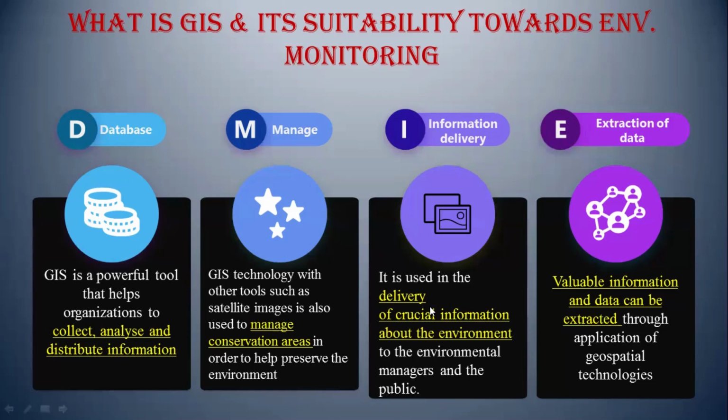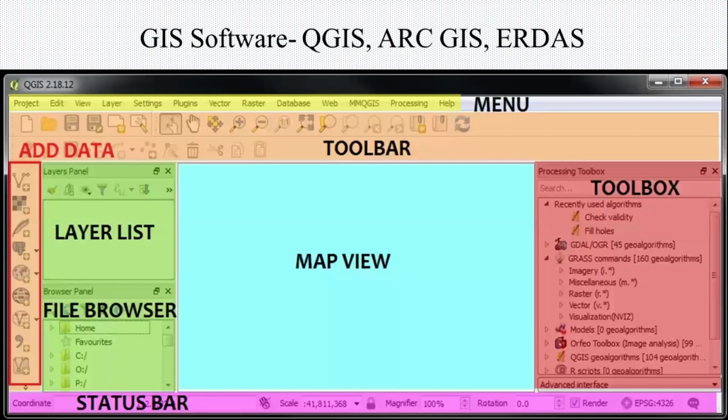Now through GIS and remote sensing, we are able to extract valuable information. It is not just the information that we feed into the system. No, through GIS and RS, valuable information can be extracted through the application of various geospatial technologies.